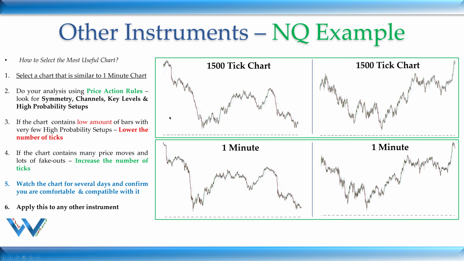And here we have, for example, the Nasdaq. As you can see at the bottom, 1 minute chart, 1500 tick chart looks very similar to 1 minute chart. It offers more details, market insights, and it is more symmetrical. So this is how we're going to find the best tick chart. We're going to start with the 1 minute chart. You're going to be tweaking the number of ticks and you're going to be looking for optimal tick chart. Looking for price action rules if they're being followed. You're looking for symmetry and you're looking for the areas if there are high probability setups or not.